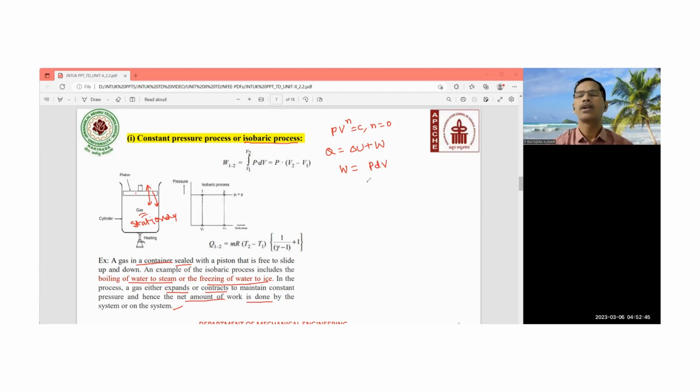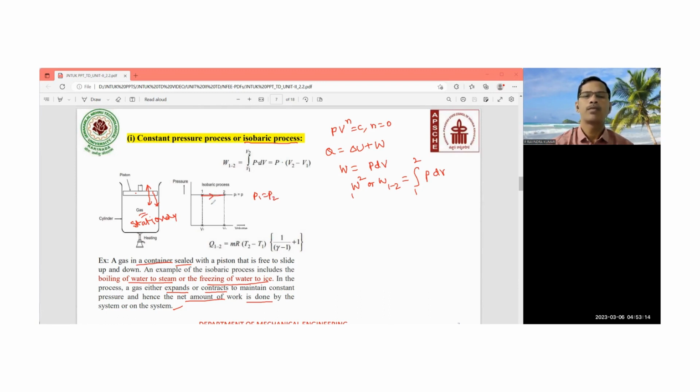The work is nothing but equal to ∫PdV. When a system changes from state 1 to state 2, you can also write this as W1-2, that is nothing but ∫ from 1 to 2 of PdV. So this is the constant pressure process, where n is equal to 0. That means here P1 is nothing but equal to P2.